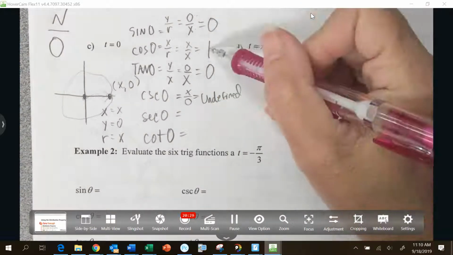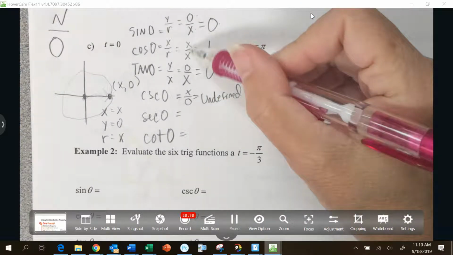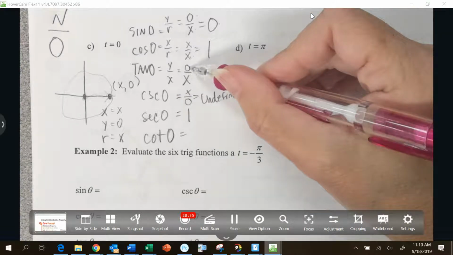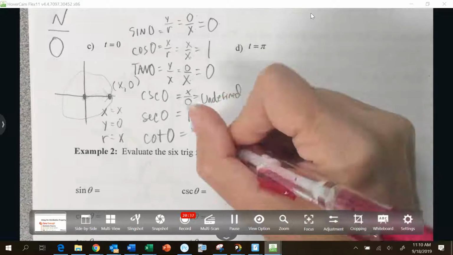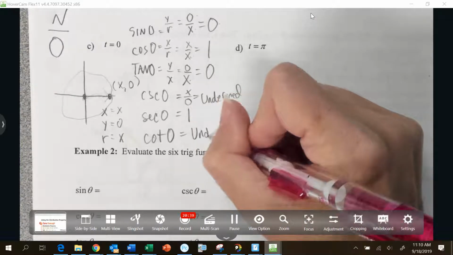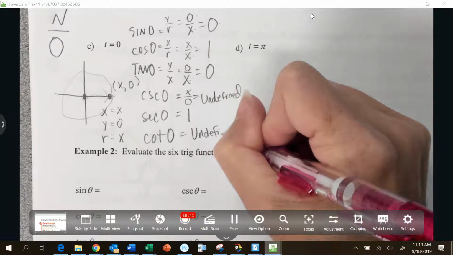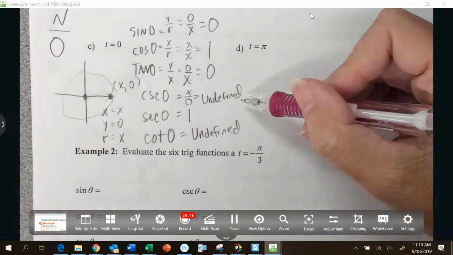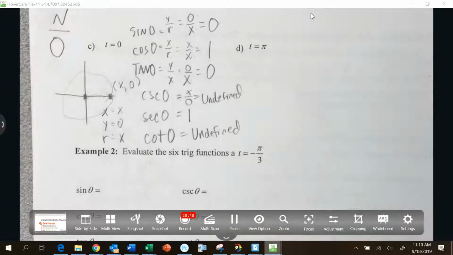How about if we flip x over x? It's still 1, right? And what if we flip 0 over x? Undefined. If you ever flip a 0, it's undefined. Guess what happens if you flip an undefined? It's 0.